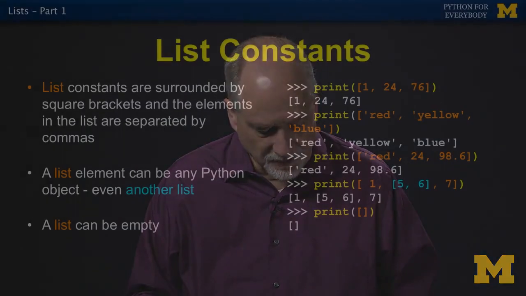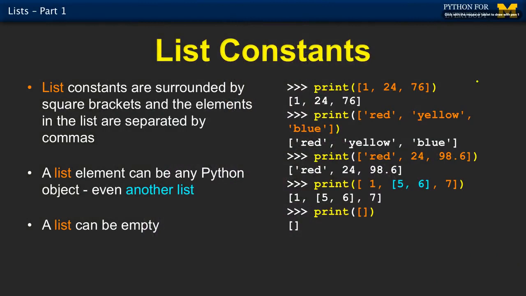So like I said, list constants are anything in square brackets. So that's a list of three integers, 1, 24, and 76. This is a list of three strings, red, yellow, and blue. You see it can be either kind. We just use commas and we use square brackets to start them and stop them. You do not have to have the same type of data in a list. Here is a list that has a string with red, an integer of 24, and then 98.6, which is a floating point number.